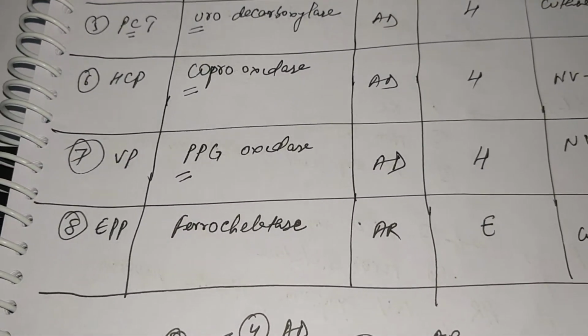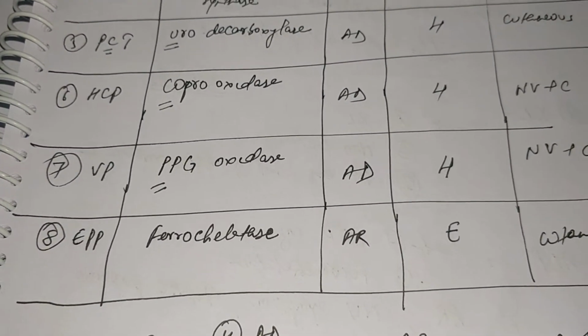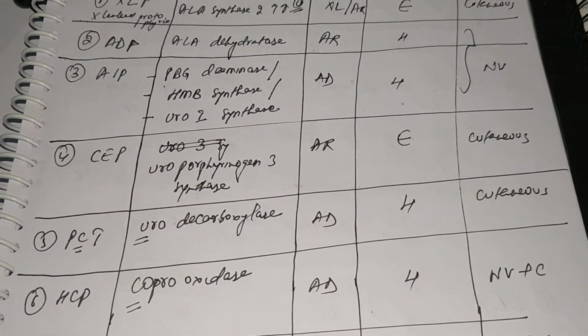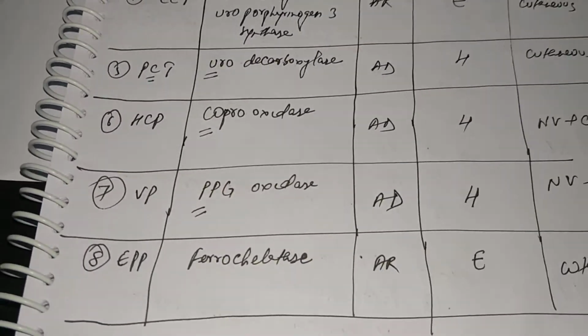Last is EPP. This is erythropoietic protoporphyria. The enzyme deficiency will be ferrochelatase. Okay, the first one had the ALAS2 level increased, and the last one has the enzyme deficiency of ferrochelatase. This one is very important.